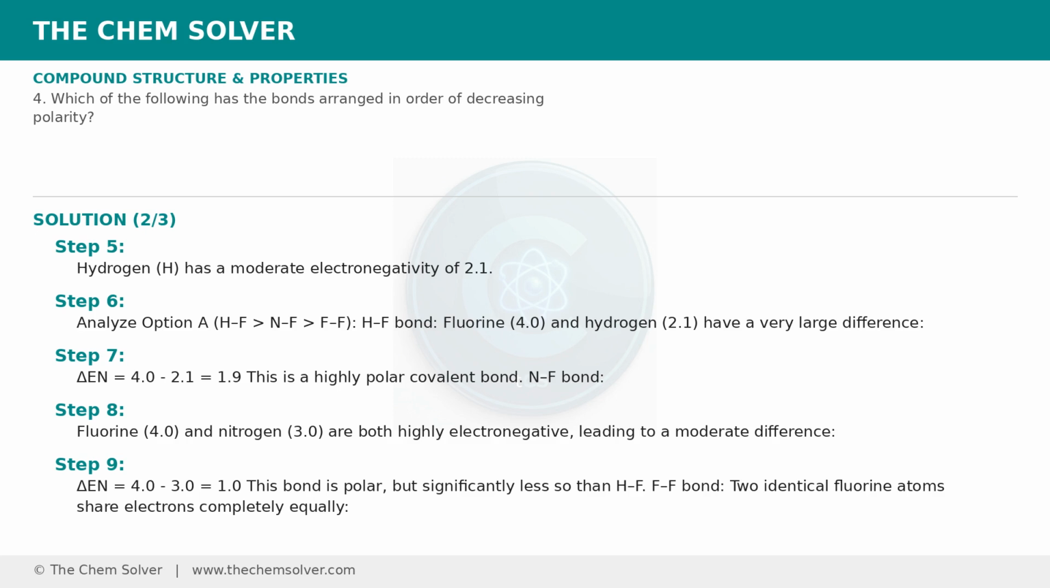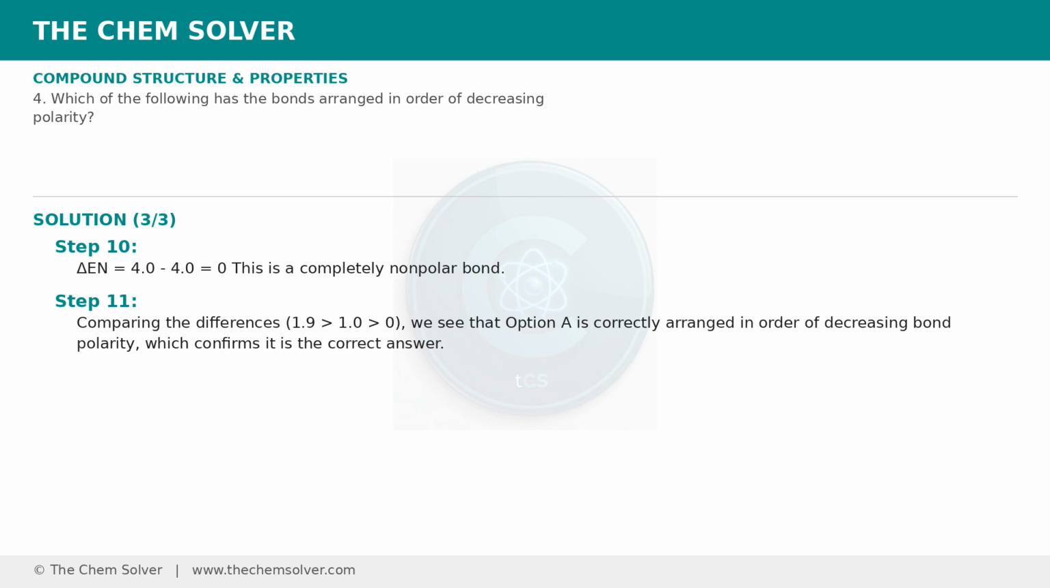F–F bond. Two identical fluorine atoms share electrons completely equally. Delta EN equals 4.0 minus 4.0, which is equal to 0. This is a completely nonpolar bond.